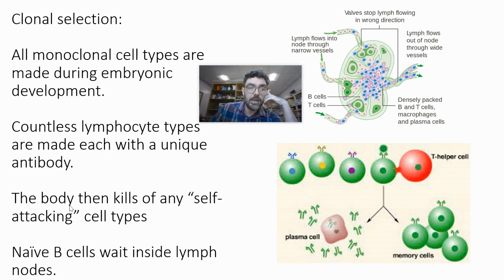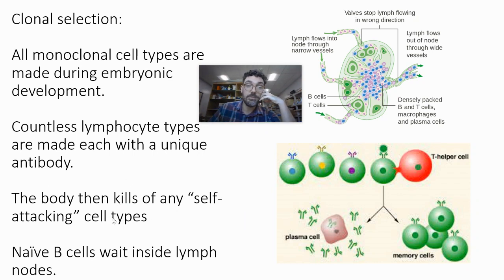Now, let me back up a little bit. This step right here, the body kills off any self-attacking cell types. If you have an autoimmune disorder, that's because this process did not happen properly and you retained some of those lymphocytes that accidentally were built to attack your own cells. Your immune system attacks its own tissue. It's not good.